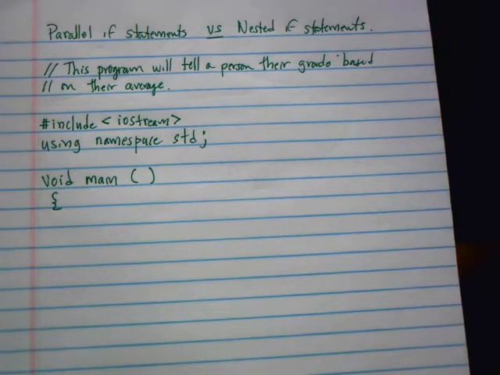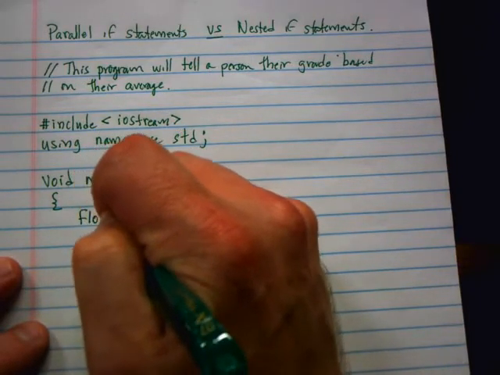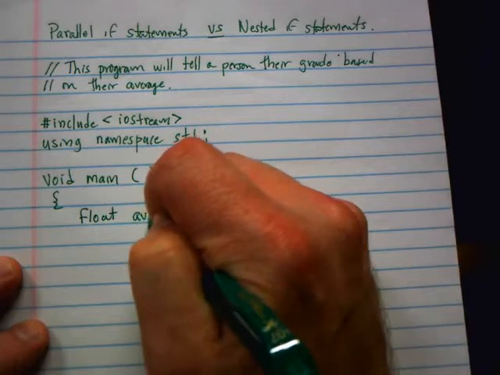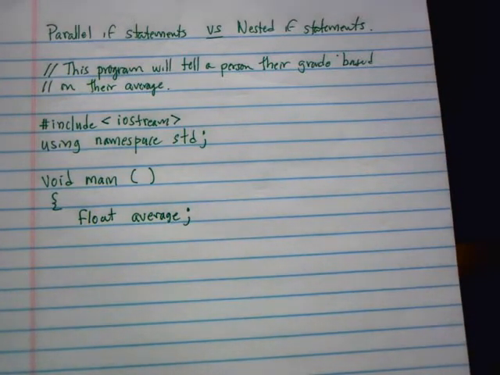So what do we need for a variable? A variable called average. Is average a float or an int? Probably a float, because people could put in a decimal. 82.3 could be an average. All right. So we need a variable, float, and we're going to call it average. Okay. What do I need next?